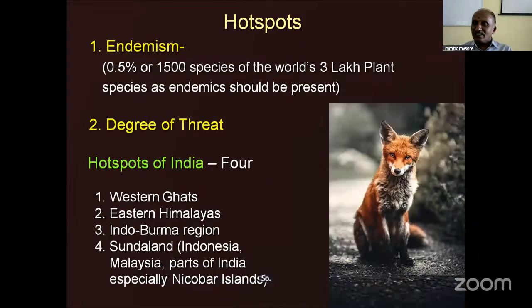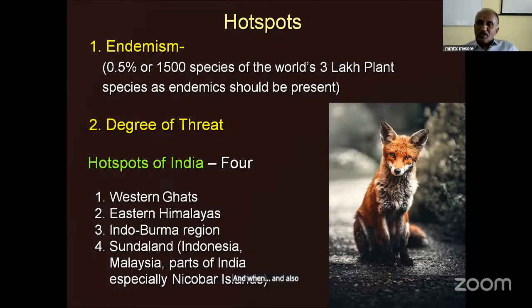I told you earlier about the hotspot. How do you identify a geographical area as a hotspot? A hotspot is a region which is identified by two factors. Number one is endemism and number two is degree of threat. What is endemism? It means that in a particular geographical area, a minimum of 1,500 endemic species must be there to call it a hotspot. Native species, which are born and brought up in that area, are called endemic species.